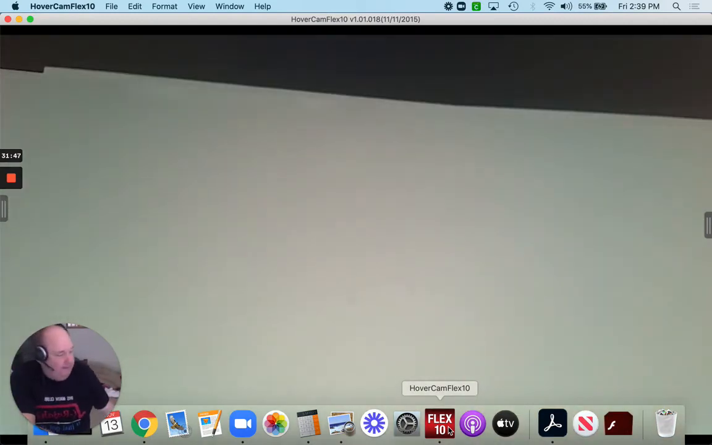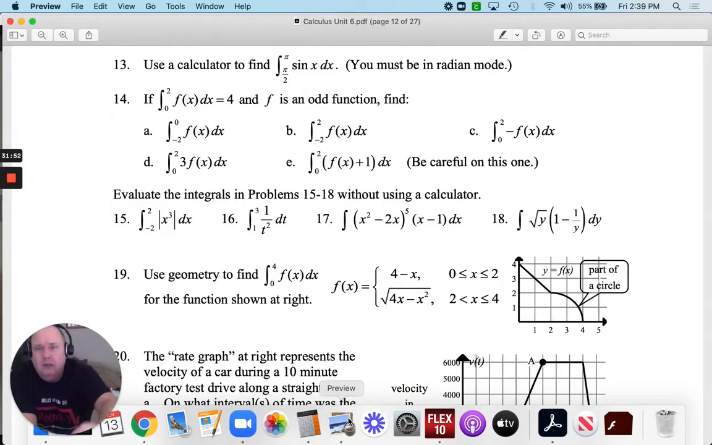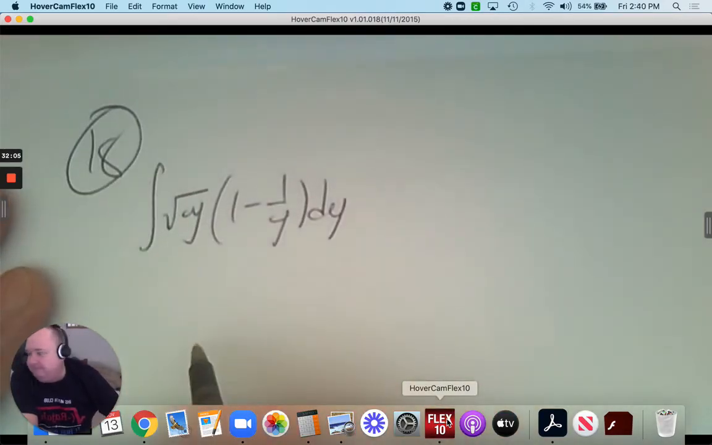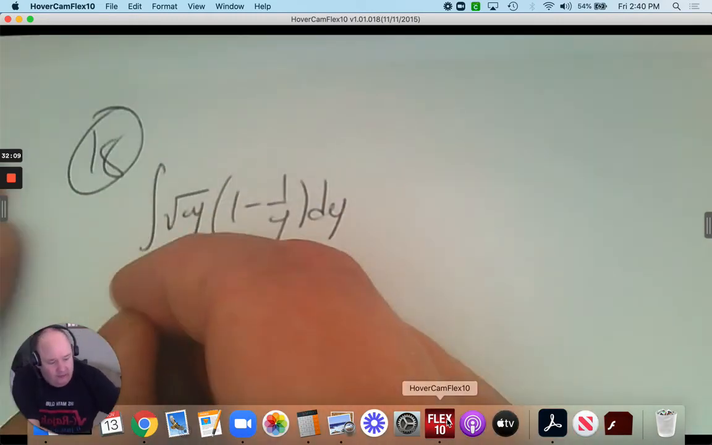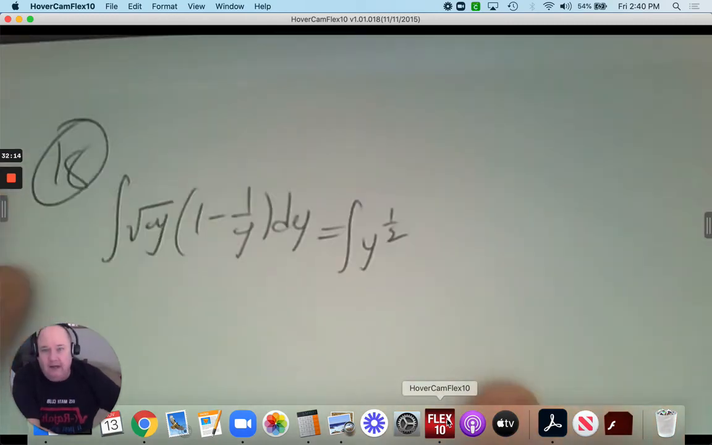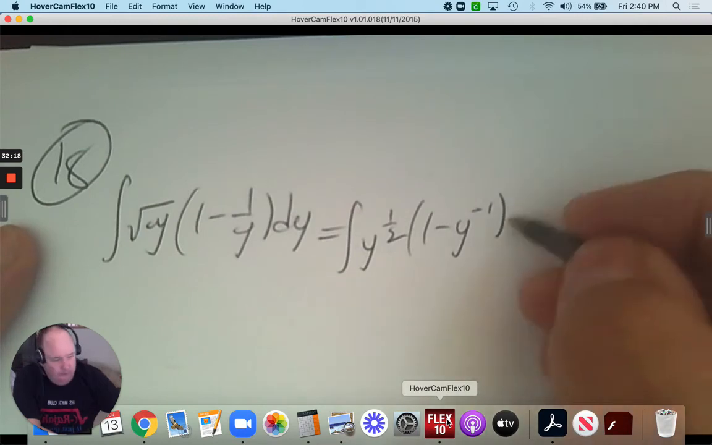Number 18. We're flying like Peter Pan here. So number 18, integrating the square root of y times 1 minus 1 over y dy. This is just a bunch of algebra. Can you do this with algebra? So I'm going to write this calculus friendly. That's y to the 1/2, that's 1 minus y to the negative 1, dy.